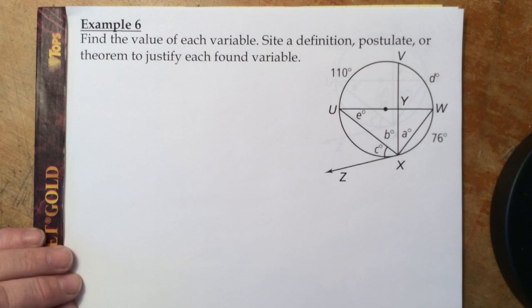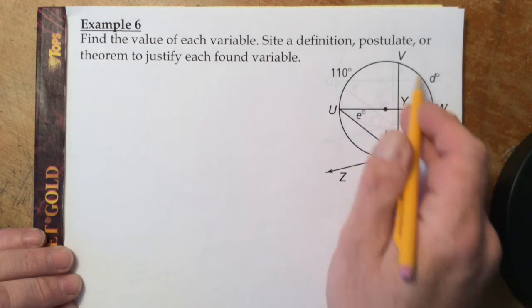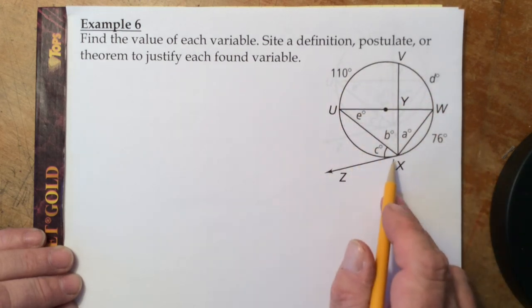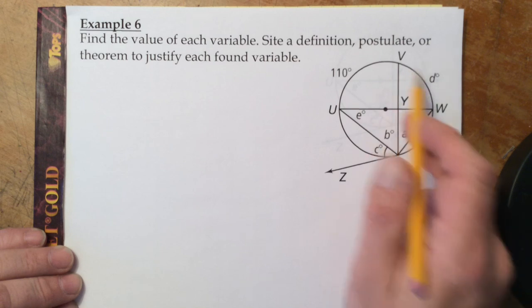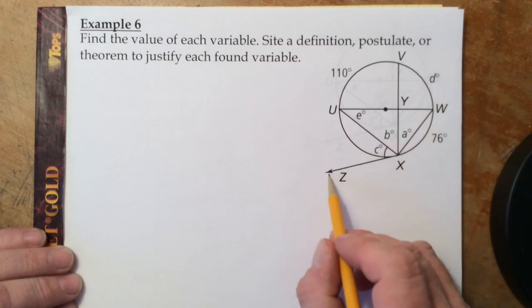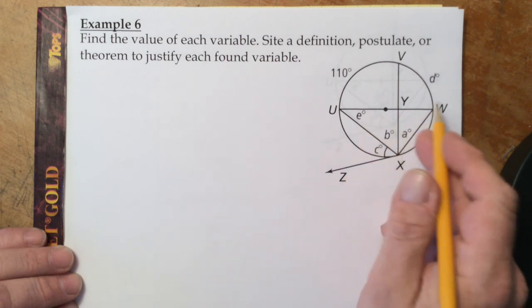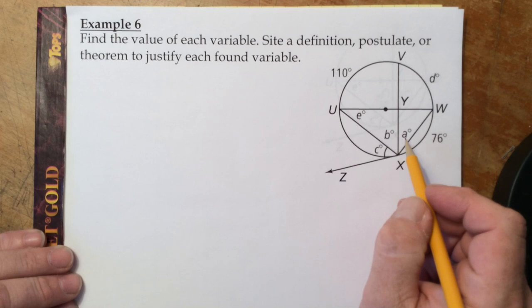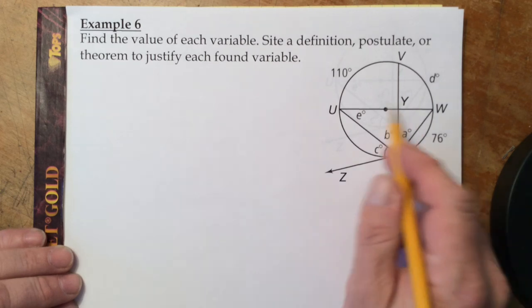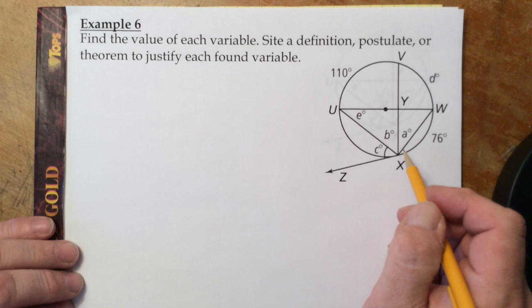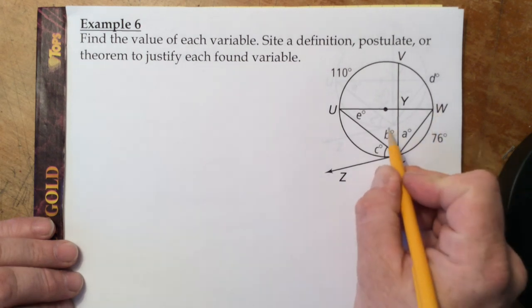Example 6. Find the value of each variable. Cite a definition, postulate, or theorem to justify each found variable. So we have this circle. We've got quite a few angles to find and arc measures to find. We also have a tangent ray. And so let's begin. Just because these are A, B, C, D, and E doesn't necessarily mean we have to find them in alphabetical order. So as we look around, there's several ways we can start this, but I'm going to start focusing in on B, this one right here.